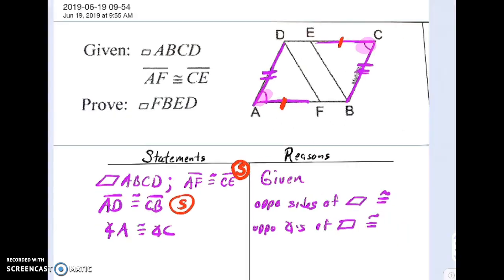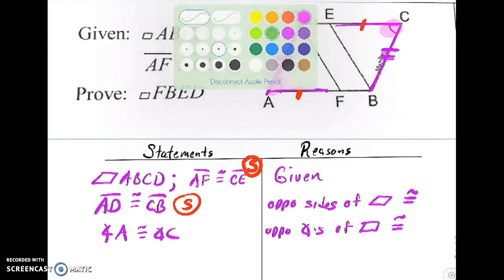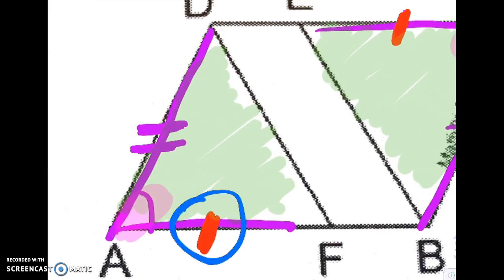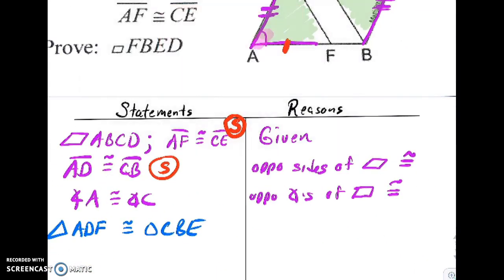So you now have enough information to prove that this triangle right here is congruent to this triangle right here. So I'm going to say triangle ADF is congruent to triangle CBE. And what do we have here? Side, angle, side. In fact, I hadn't written down my last angle there, but remember, this order doesn't matter. But what I have here is side, angle, side is congruent to side, angle, side.